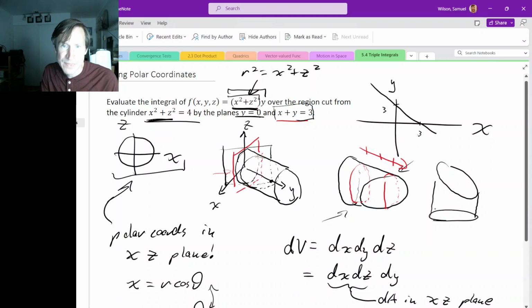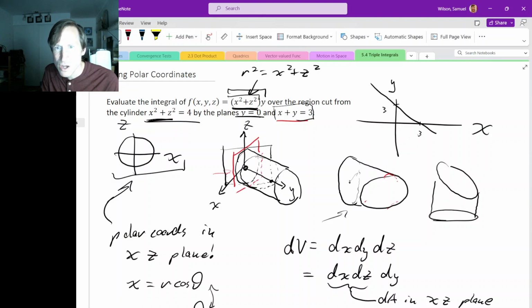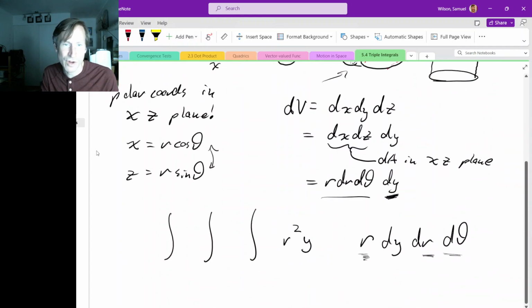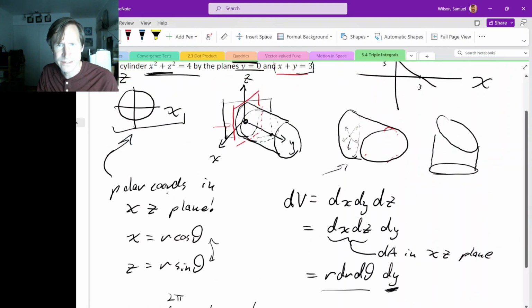Now we need to think about, okay, what about our bounds? So for theta, if we're sitting at the origin here, let me clean up this diagram just a little bit. Okay, so if we're sitting at the origin and thinking what directions do we have to go in the xy plane to cover this region? Well, we have to go in every direction, so we should do a full turn, from 0 to 2 pi, or minus pi to pi, or whatever your favorite interval of length 2 pi is.